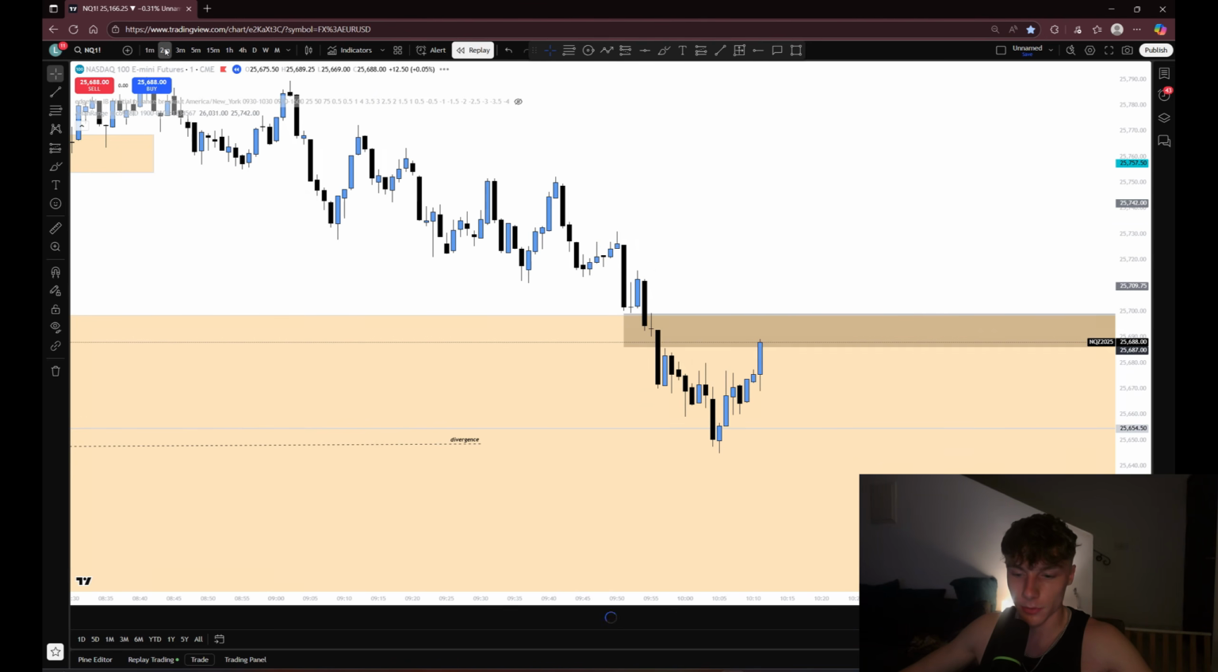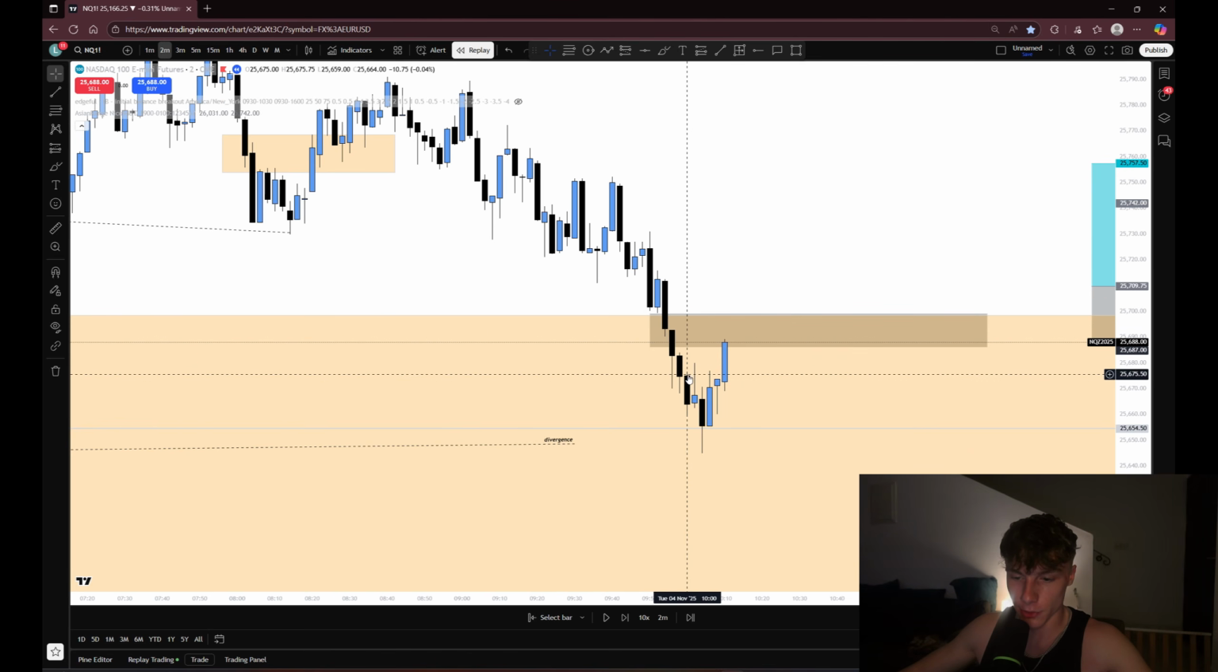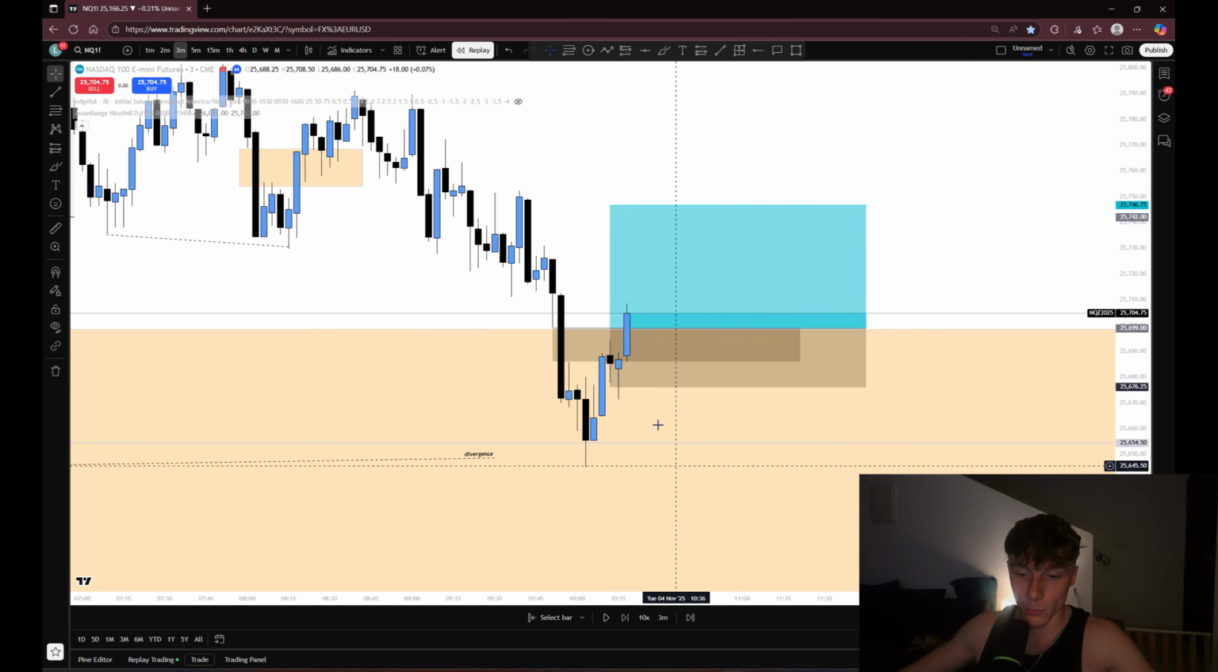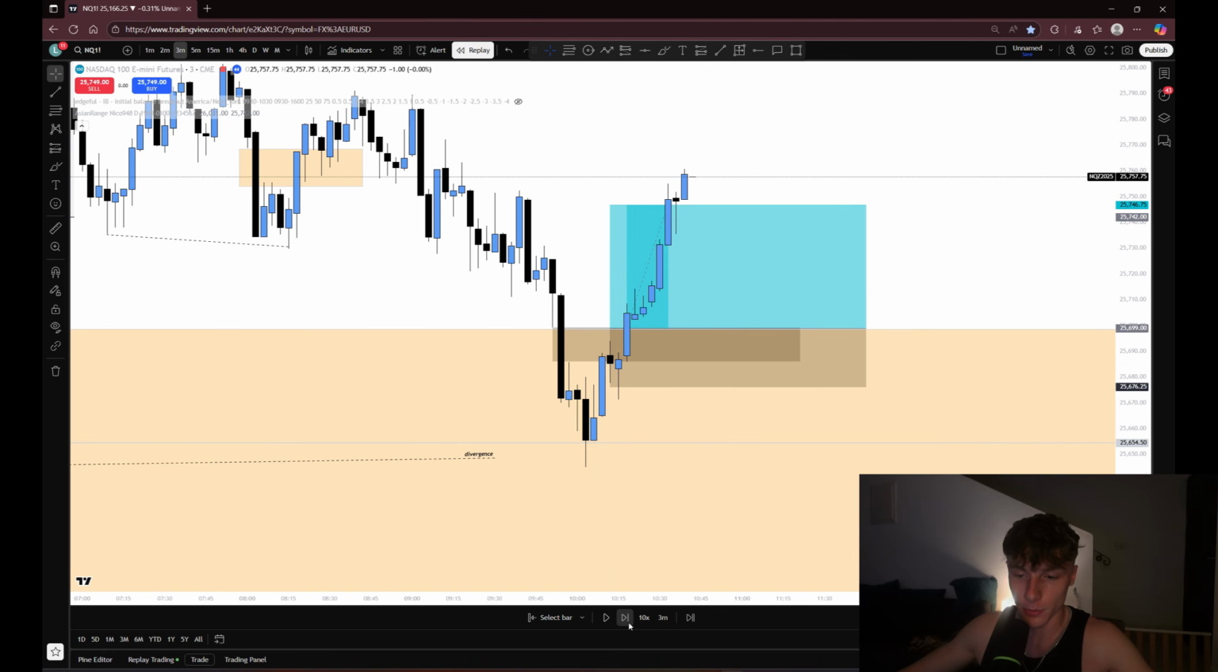but I chose not to, because if you go into the 2 minute, you'll notice there are gaps straight above. So I'd have been entering inside another gap. So I just waited for the 3 minute close. We closed here, so I got involved. And then price ended up flushing straight to our take profit, which was really clean.